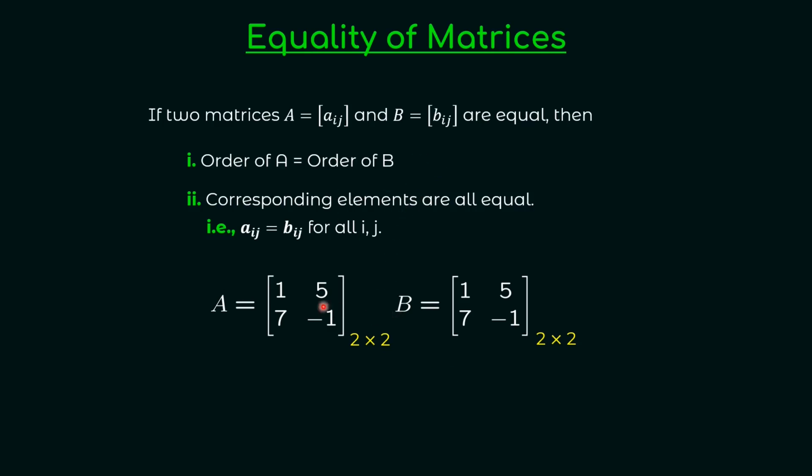And the corresponding elements should be equal. The first row, first element, A11 is equal to 1 and B11 is also 1. They are both equal, right? And first row, second element, A12 is 5 and B12 is also 5. They are equal. Similarly, A21, second row, first element is 7 and B21 is 7. They are also equal. And finally, the second row, second element, A22 is equal to -1 and B22 is also -1. So both of these conditions are satisfied, right? So therefore A is equal to B.